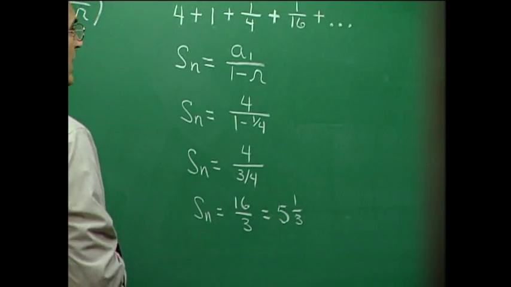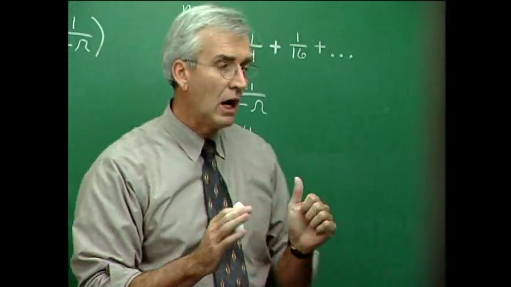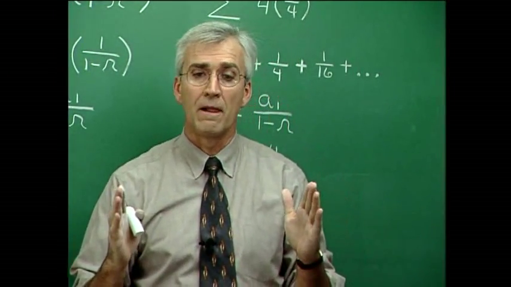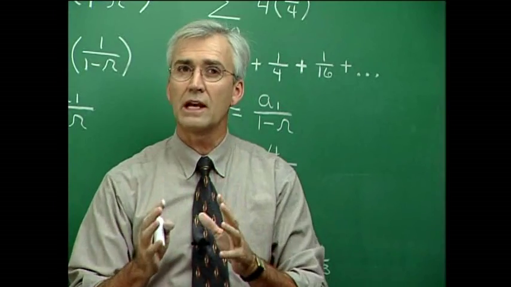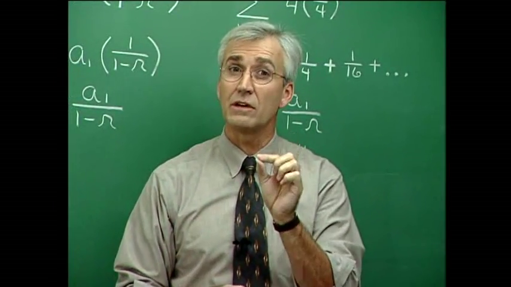I think it's kind of interesting that when the common ratio is a number between -1 and 1, but not 0, we can make this calculation, and it's often the case that the sum is a specific number. All right, that's an important idea.